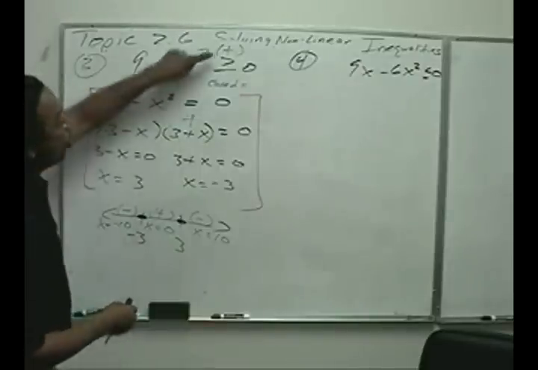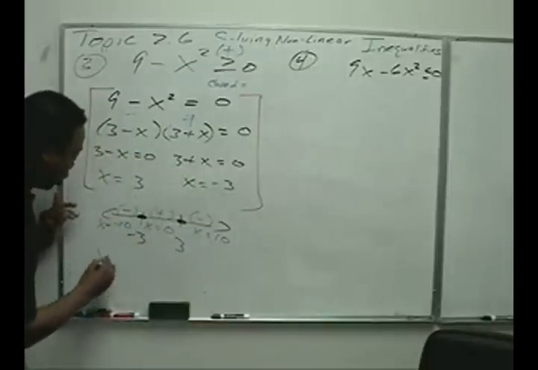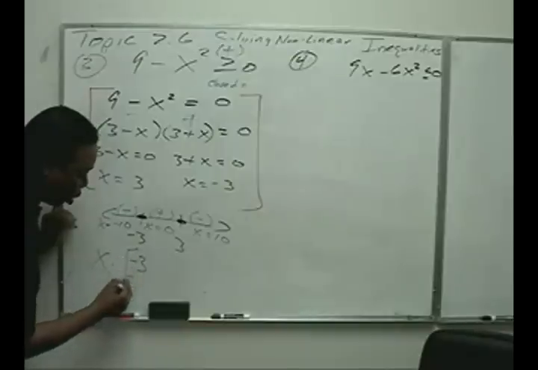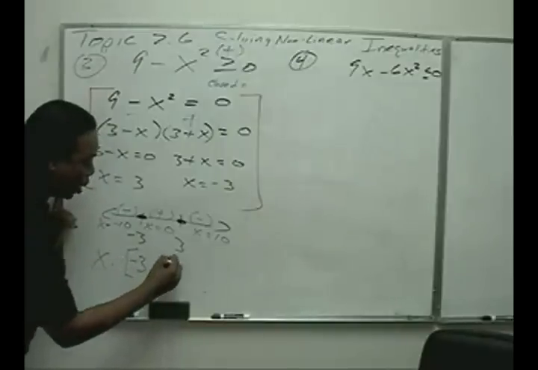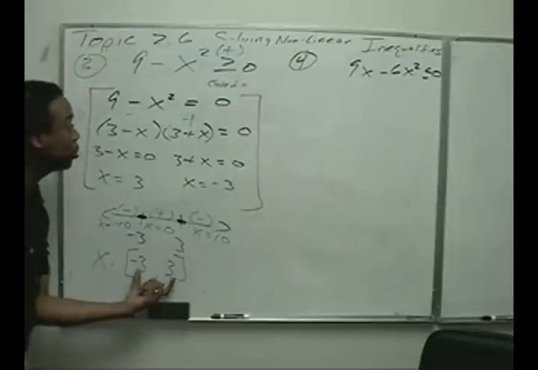Now, we're looking for only the positive pieces, so this is the only area that we need. So this area is all the x's from negative 3, including, that's why I use a bracket, to positive 3, bracket. So our solutions are within here.